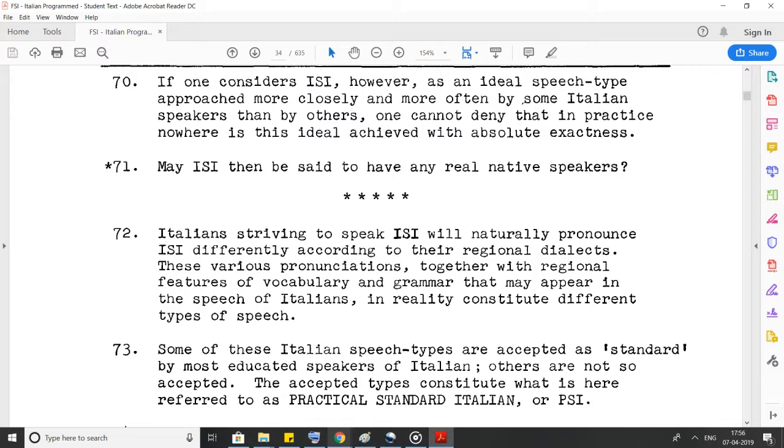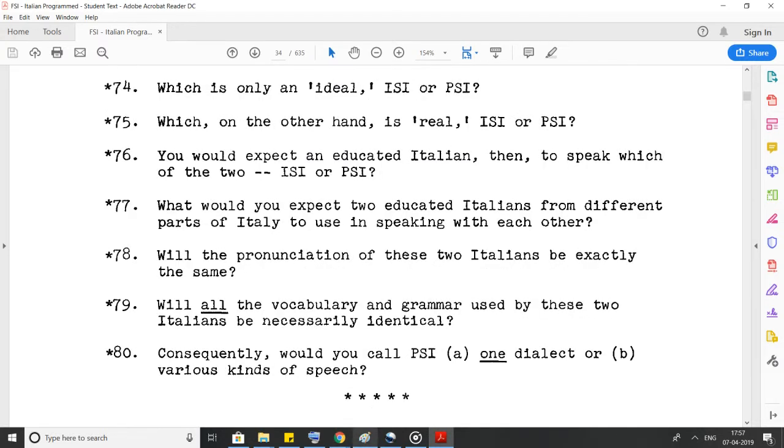Frame 73. Some of these Italian speech types are accepted as standard by most educated speakers of Italian. Others are not so accepted. The accepted types constitute what is here referred to as Practical Standard Italian, or PSI. Frame 74. Which is only an ideal, ISI or PSI?